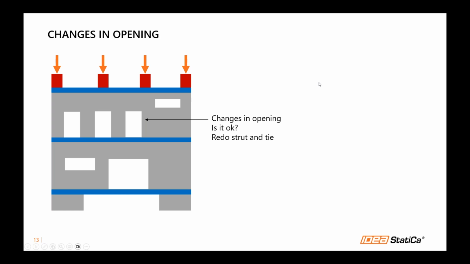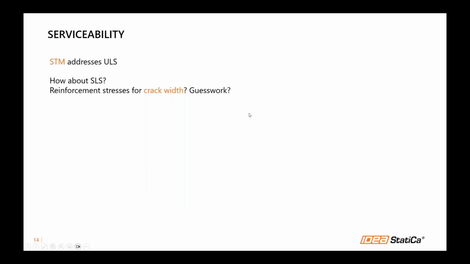Next, if there's a change in opening, you will need to check if this is okay. If you are using, let's say, the strut and tie method, and you have drawn your strut and tie, then suddenly the opening changes, the opening shifted and all that, and suddenly your strut is inside the opening, well, then you will have to redo your strut and tie again from the start, which will take quite a lot of time.